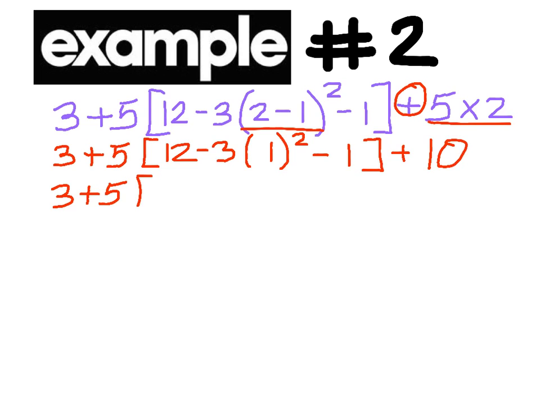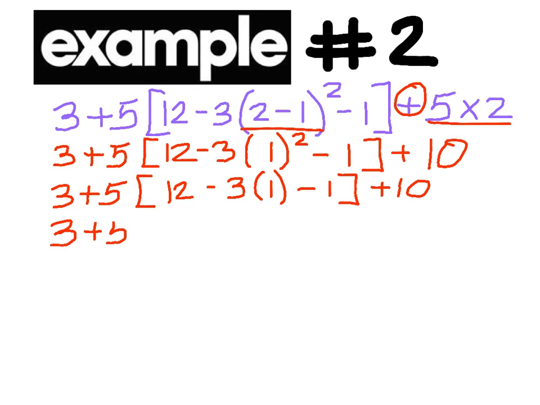So we'll go back inside the parentheses, or inside the brackets, and in the parentheses you have a square, a second power on the 1. 1 squared is 1. That's 1 times 1. And then we'll go back to the brackets. 3 times 1 is 3.